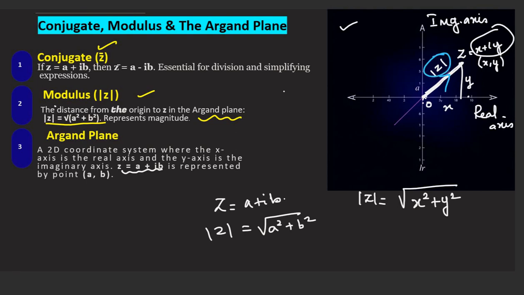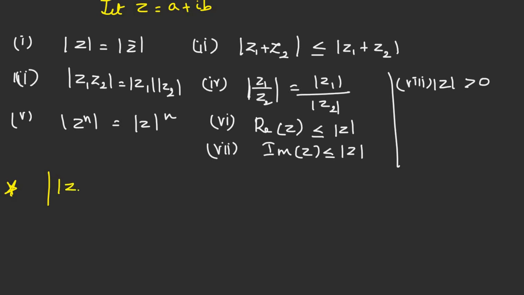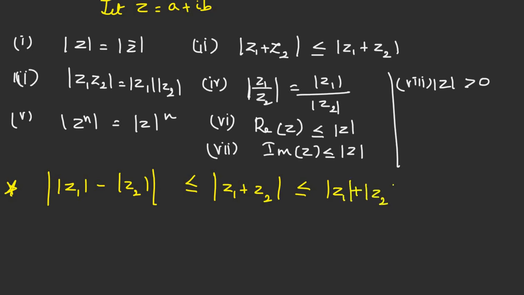Now coming to the properties of modulus of a complex number. Let us take z is equal to a plus ib, a complex number. The first property is modulus of z is equal to modulus of z bar. Then, the triangle inequality: modulus of z1 minus modulus of z2, whole modulus, is less than or equal to modulus of z1 plus z2, which is less than or equal to modulus of z1 plus modulus of z2. This is called the triangle inequality.